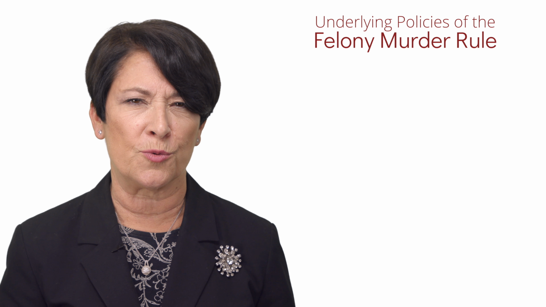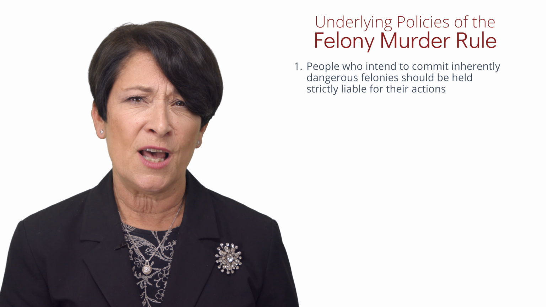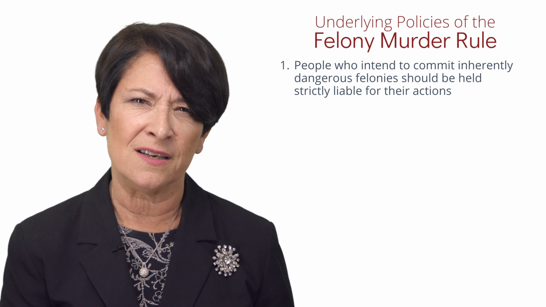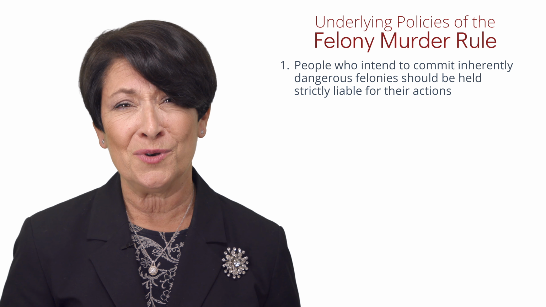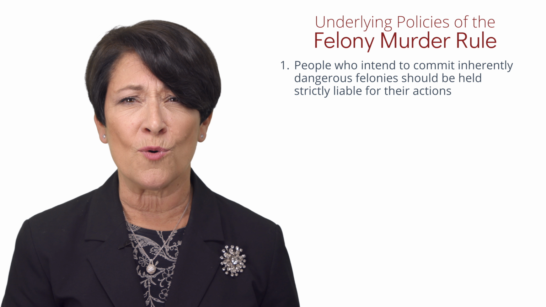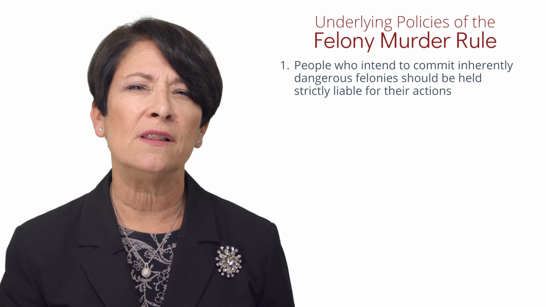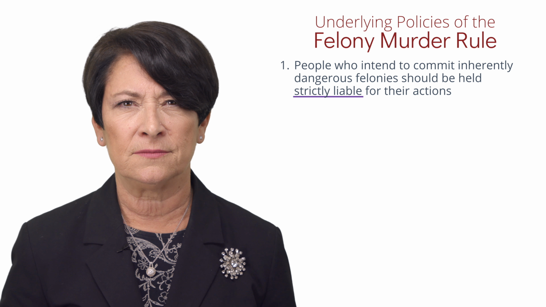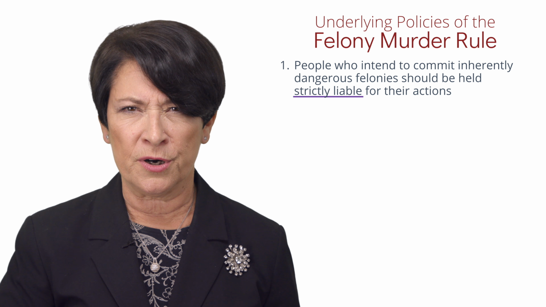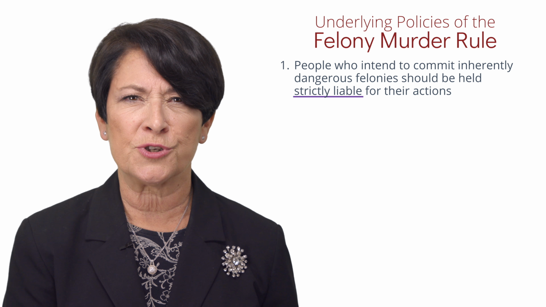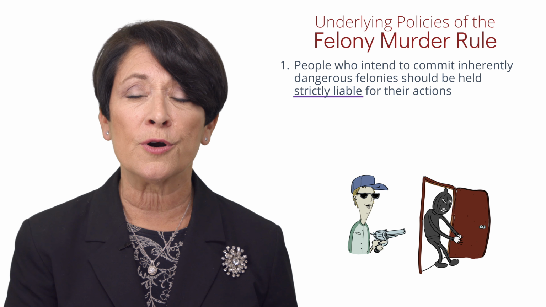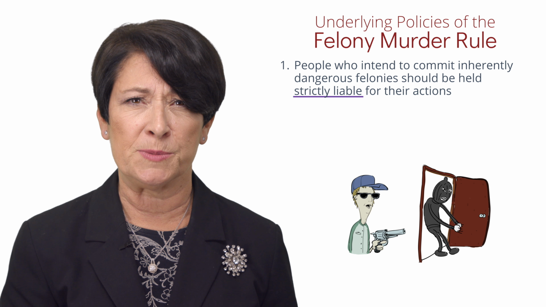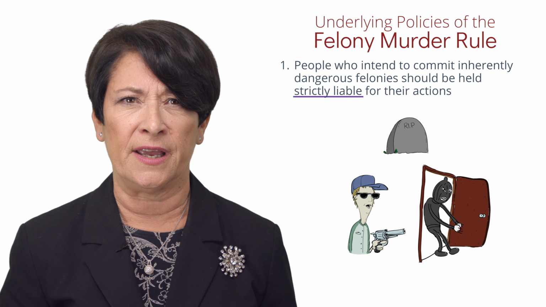There are two basic policies that underlie the felony murder rule. The first is that we think people who intend to commit inherently dangerous felonies are really bad people. Therefore, we want to hold them strictly liable for any deaths that occur during these crimes. As the argument goes, a person who's going to embark on a dangerous crime like robbery or burglary, for example, should be responsible for any death that arises during it.